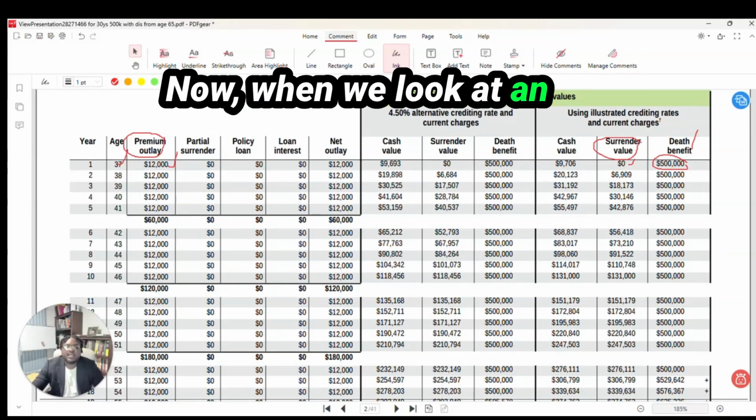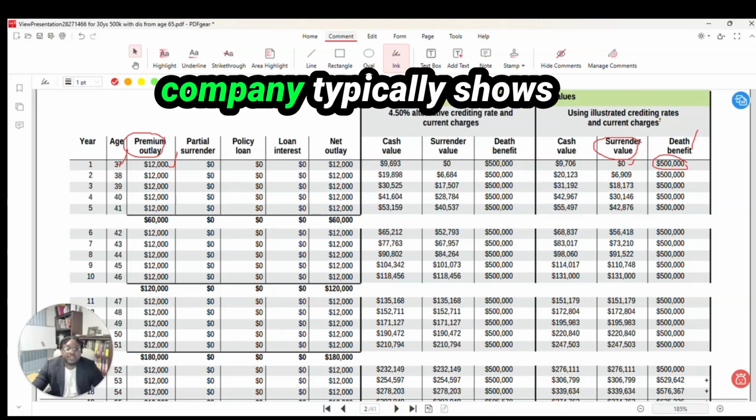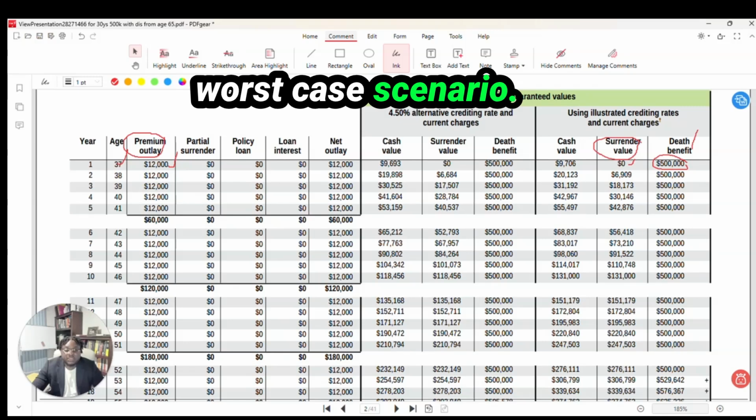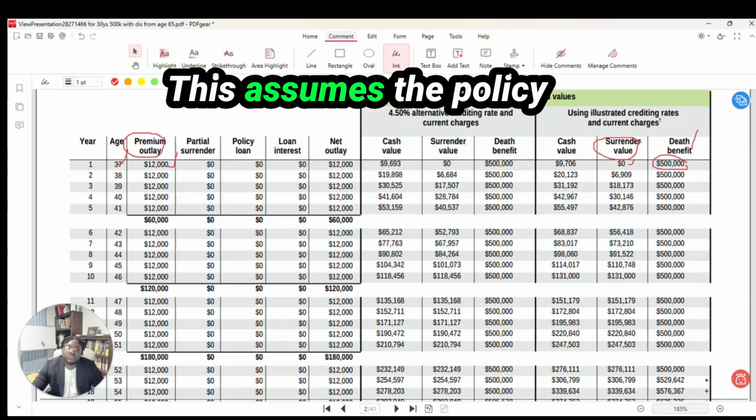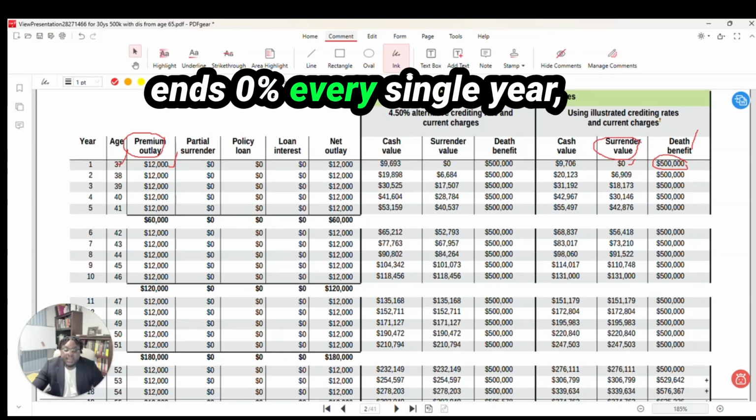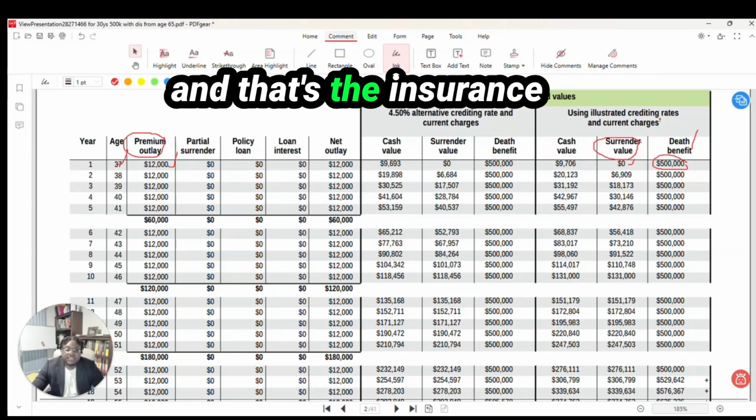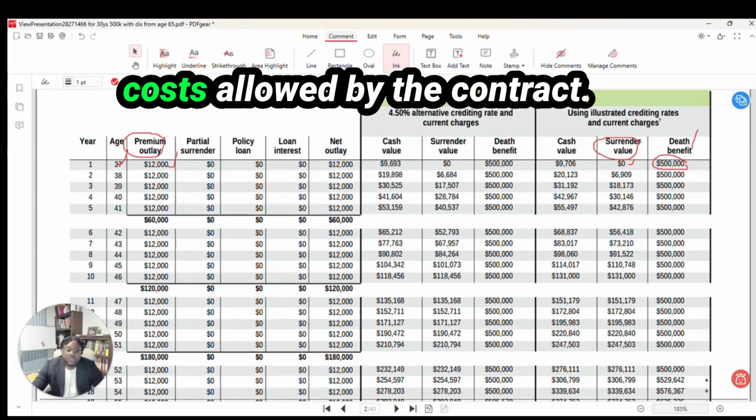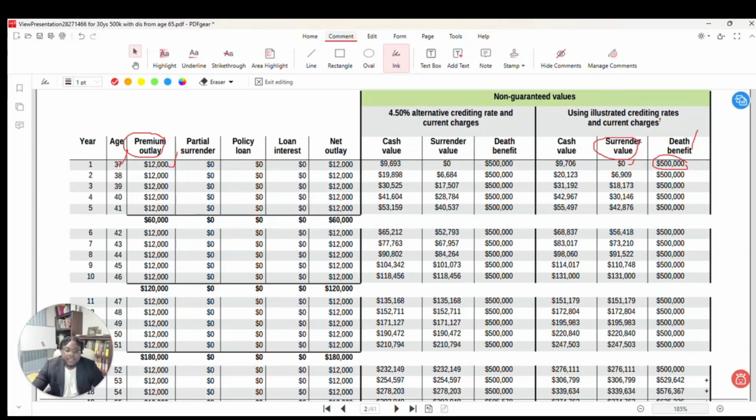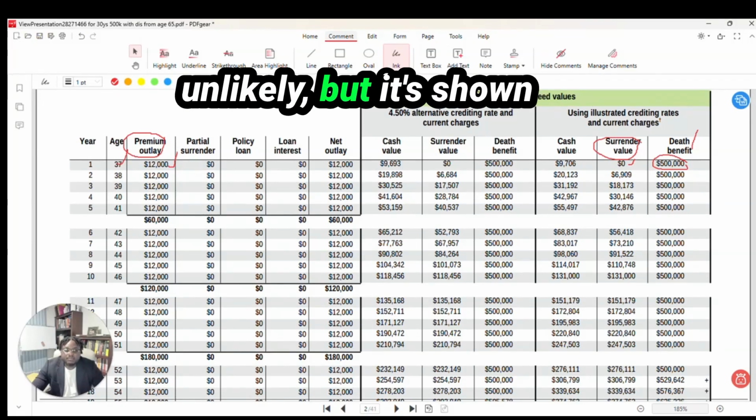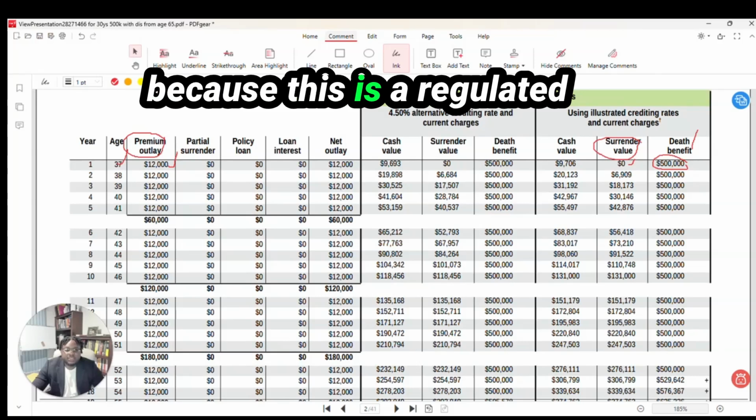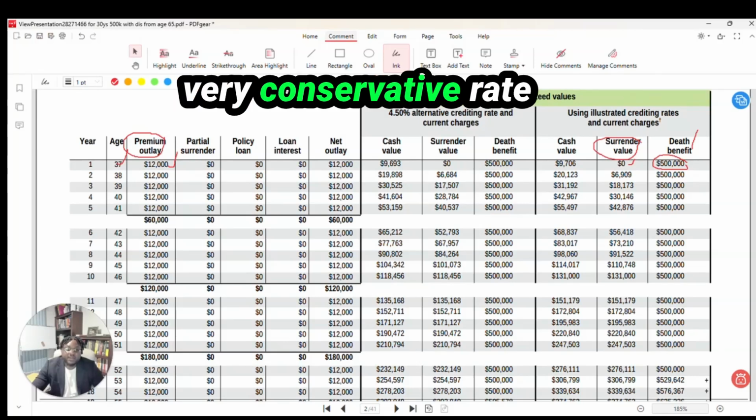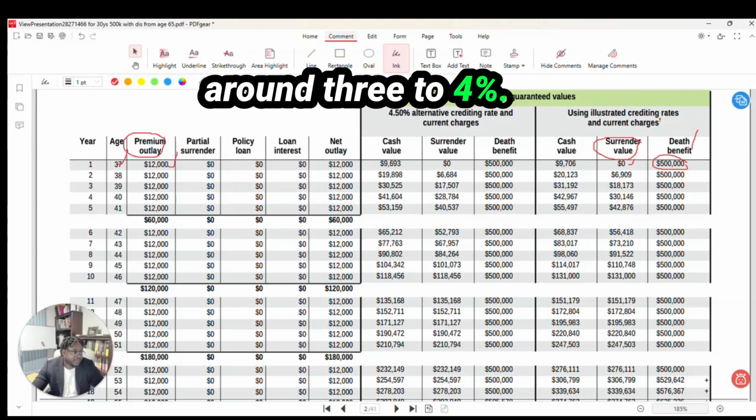Now, when we look at an illustration, the insurance company typically shows multiple projections. One column shows the worst case scenario. This assumes the policy earns 0% every single year, and that the insurance company charges the maximum possible insurance costs allowed by the contract. This scenario is extremely unlikely, but it's shown because this is a regulated financial contract. Another column might show a very conservative rate around 3 to 4%.